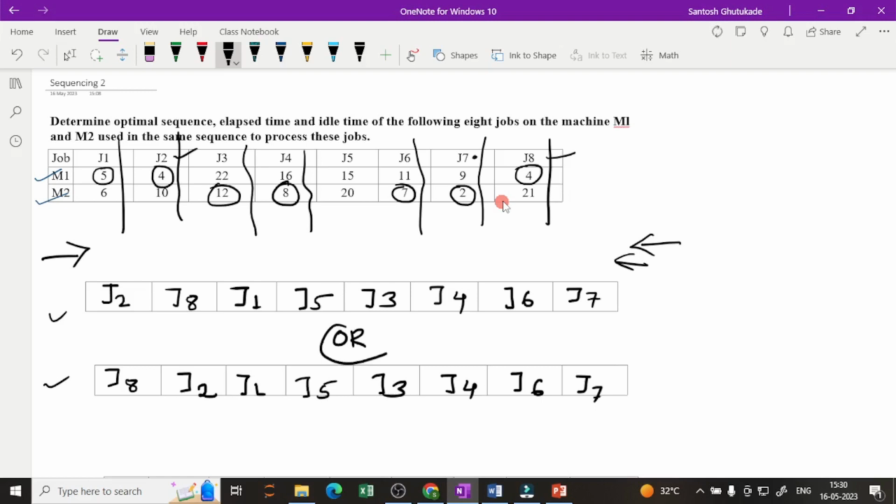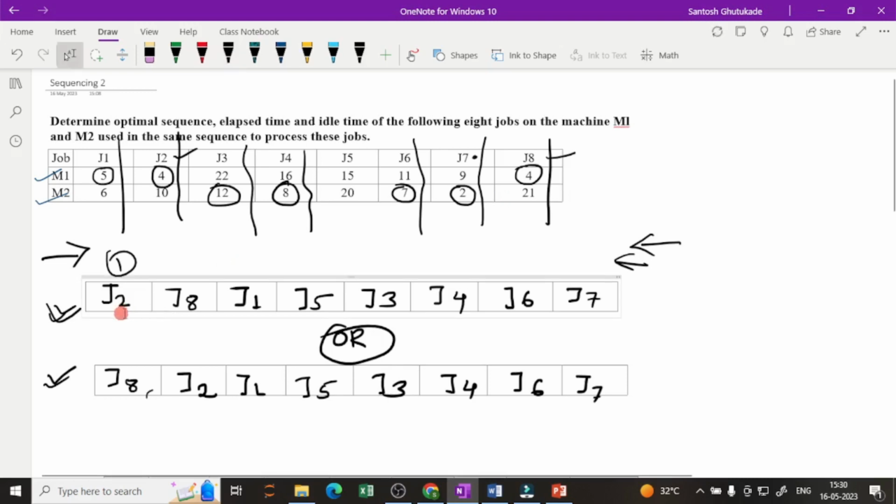These are the two sequences possible. We can do the operation in the sequence 2, 8, 1, 5 or 8, 2, 1, 5. So both operations are possible, and you can calculate the elapsed time and idle time by both sequences. Now I will solve with the first sequence. You can try with the other sequence and you will get the same answer, no issue. So this sequence is J2, 8, 1, 5, 3, 4, 6 and 7.